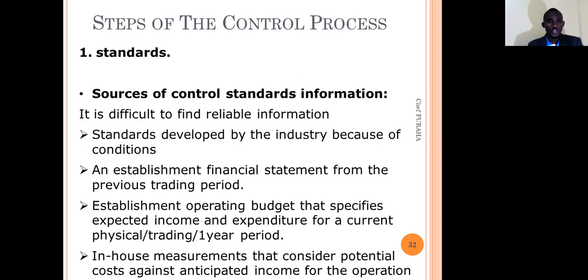Sources of control standard information. Where do we get information for our standards? You must make sure that you get them from the previous financial statement, from the operating budget that specifies expected income. That's how we know how to set our standards. If you're about to set standards, you must have historical records. Establishment operating budget. Yes.